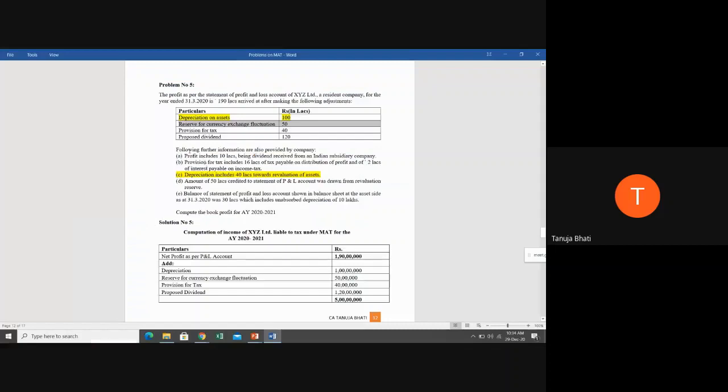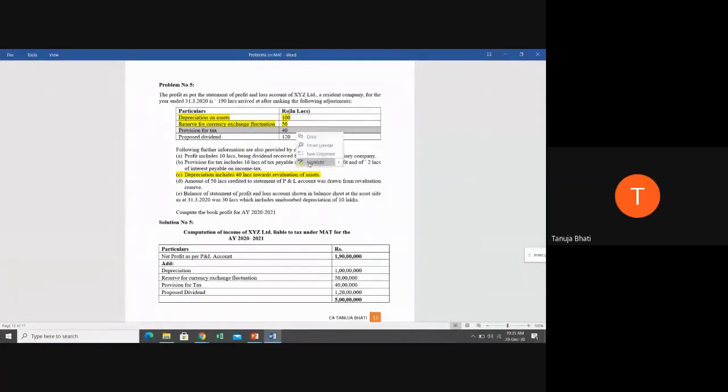So now, reserve for foreign exchange fluctuation. Any amount standing in any reserve has to be added back to the net profit. So this we are going to add it back. Next, provision for tax. Tell me, students, are you going to add it or are you going to ignore this item? Quick. Provision for tax. Are you going to add this item or ignore this item?